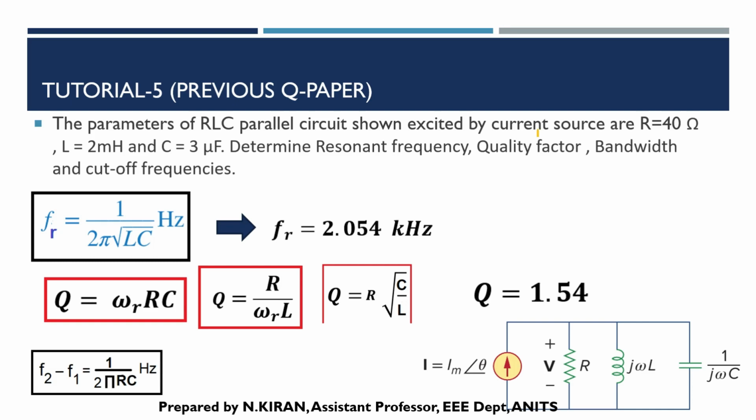The expression for bandwidth F2 minus F1 is 1 by 2 pi RC. We know the values of both the resistor as well as the capacitor. So on substitution, this gives me the bandwidth value to be 1.326 kilohertz.